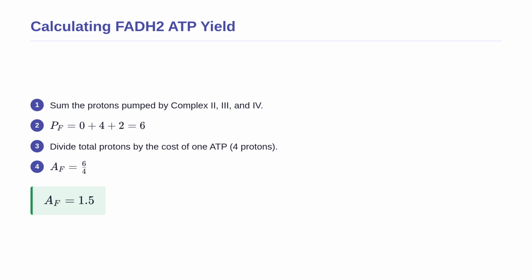The answer is 1.5 ATP molecules. This perfectly explains why FADH2 is considered a lower energy carrier compared to NADH. It simply does not push as many protons across the biological dam.